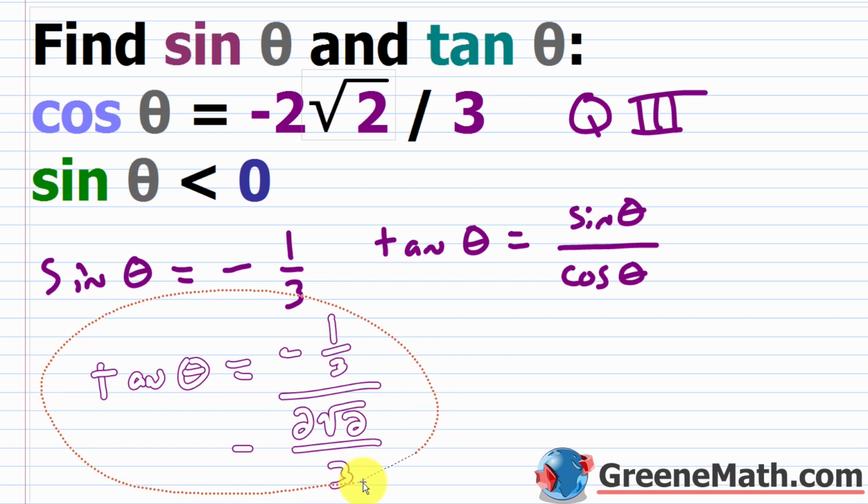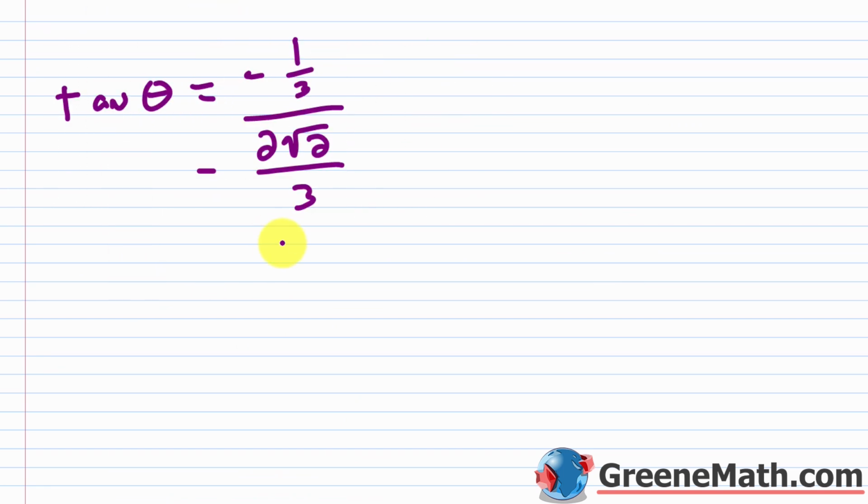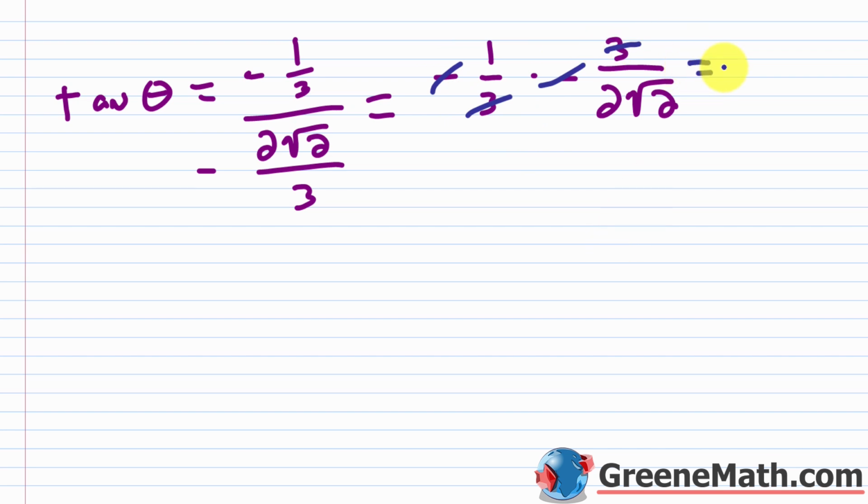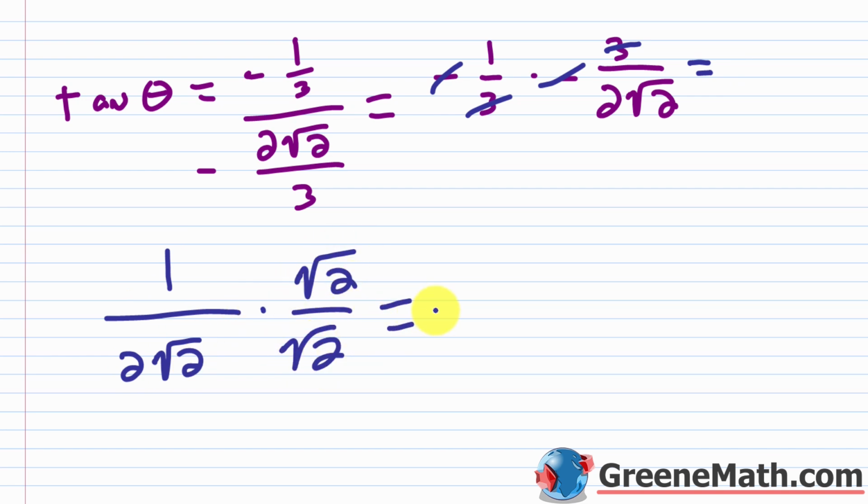So let me just copy this, and we're going to go to another sheet. We'll paste this in here real quick. So this is equal to what? It's equal to the negative of 1/3 times, flip this guy, the negative of 3 over 2 times square root of 2. Of course, the negatives are going to cancel. The 3's are going to cancel. So what I'm left with here is 1 over 2 times square root of 2. Let's rationalize. We're going to multiply by square root of 2 over square root of 2. And this gives us the square root of 2 over, square root of 2 times square root of 2 is 2, 2 times 2 is 4. So square root of 2 over 4 would be your tangent of theta.